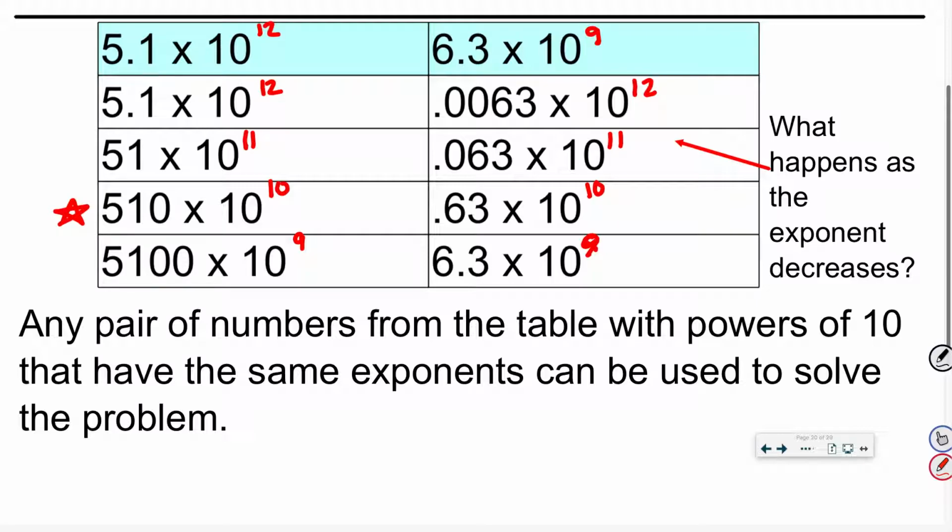10 to the 10th. Jordan's going to use this one. Why? Well, it's just easier to me. Like 510, and then 0.63. It's just easier. Okay, which part are we looking at? If you're talking about subtracting, are you looking at the 10 to the 10th, or are you focusing on these numbers when you think about what you want to subtract? What is it about 510 minus 0.63 that might be a little bit easier than, say, 5.1 minus 0.0063?